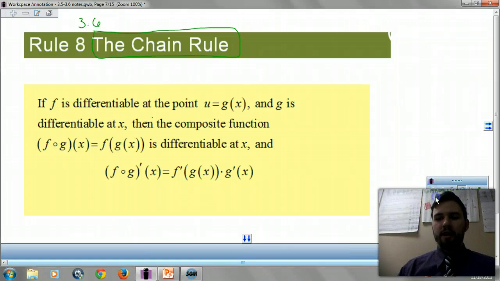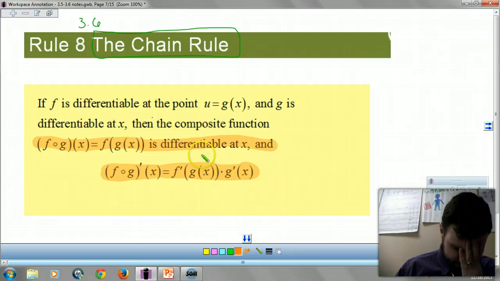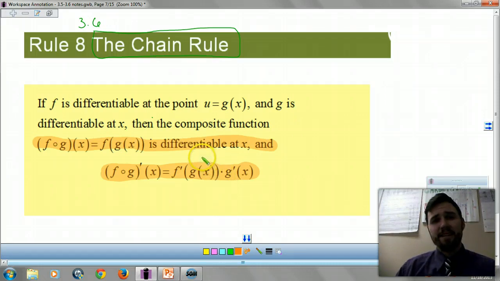Okay, here is the actual chain rule. It says that if you have a composite of functions that is differentiable at x, then your derivative is f prime of g of x times g prime of x. What?